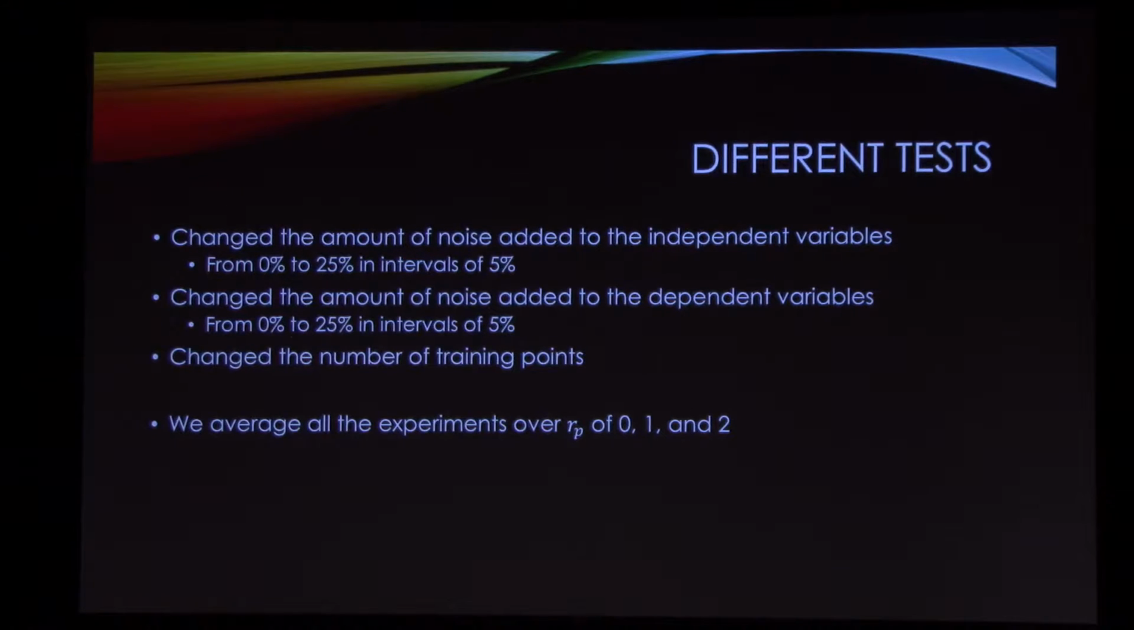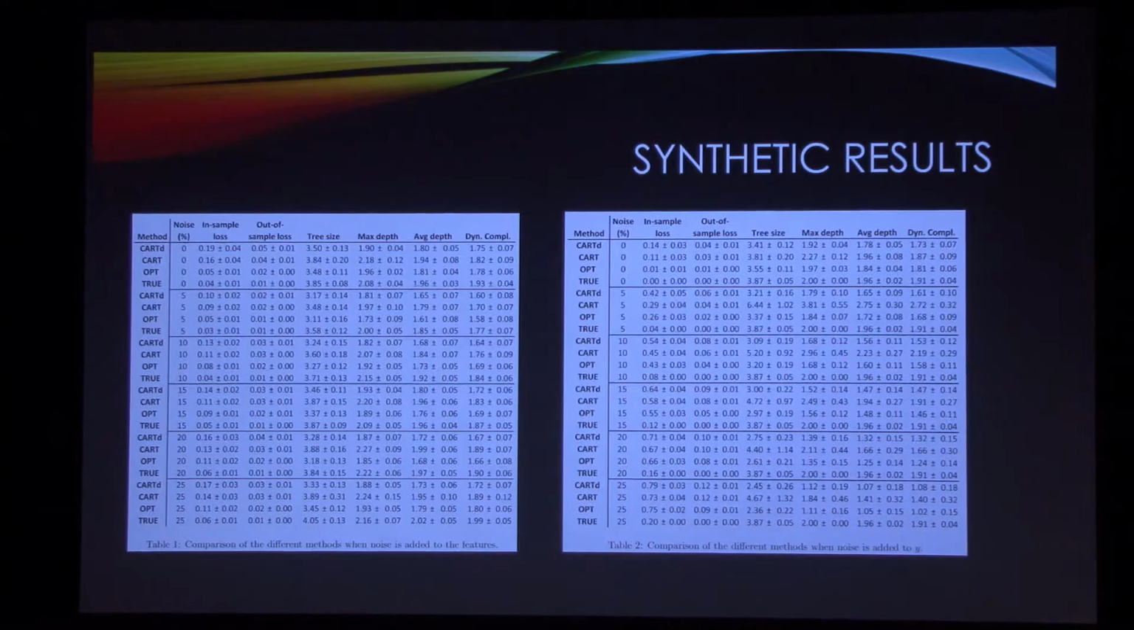Throughout this process, we looked at changing different variables and seeing how our algorithm responds. So we looked at changing the amount of noise added to both the independent and the dependent variables. So what that means is when we first create our tree and we get our x and our y's, we adjust the value of the independent variable or the dependent variable slightly to see how our algorithm performs. We also looked at changing the number of training points, and the reasoning behind that was because often you won't actually have that many sample points when conducting a study, so we wanted to see, does that actually make that much of a difference?